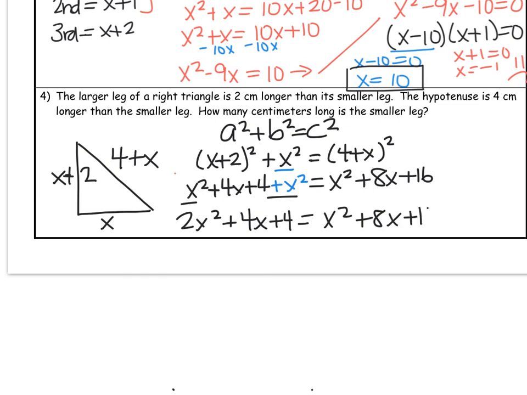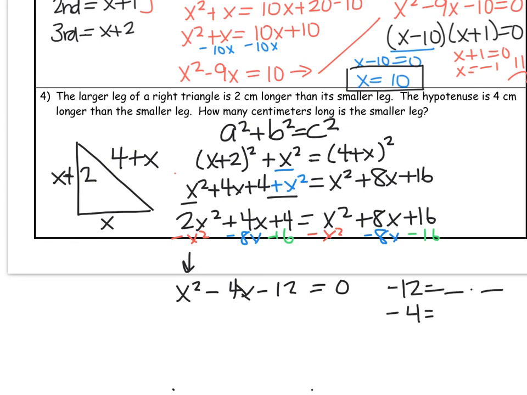I can subtract x squared, and I can also subtract 8x, and I can also subtract 16 to use that zero product property. And when I do that, I end up getting x squared minus 4x minus 12 equals 0. So we're going to use that zero product property. What are the factor pairs of negative 12 that add up to negative 4?